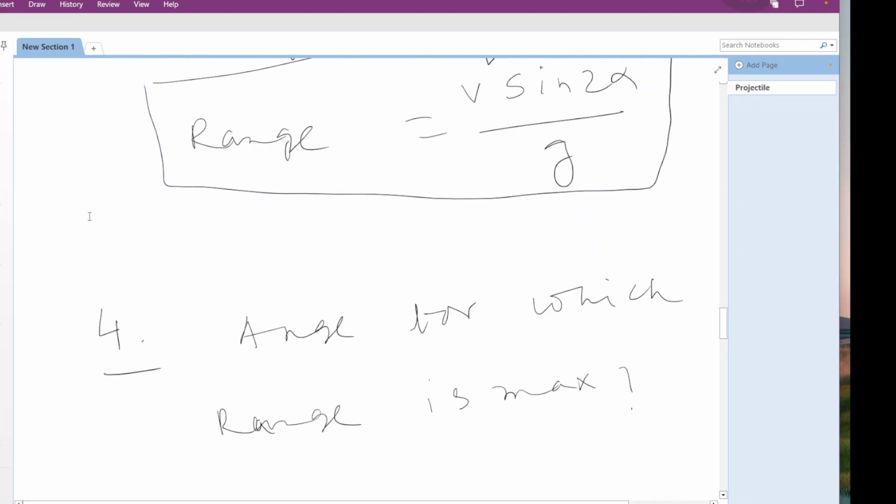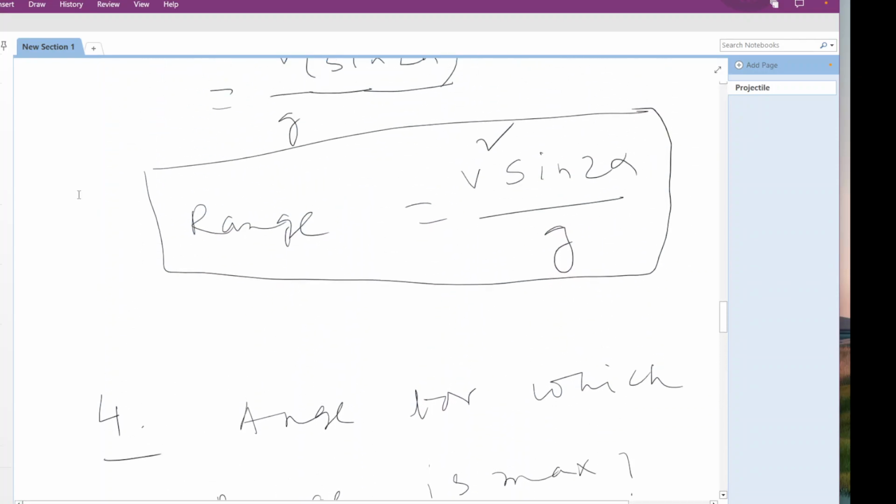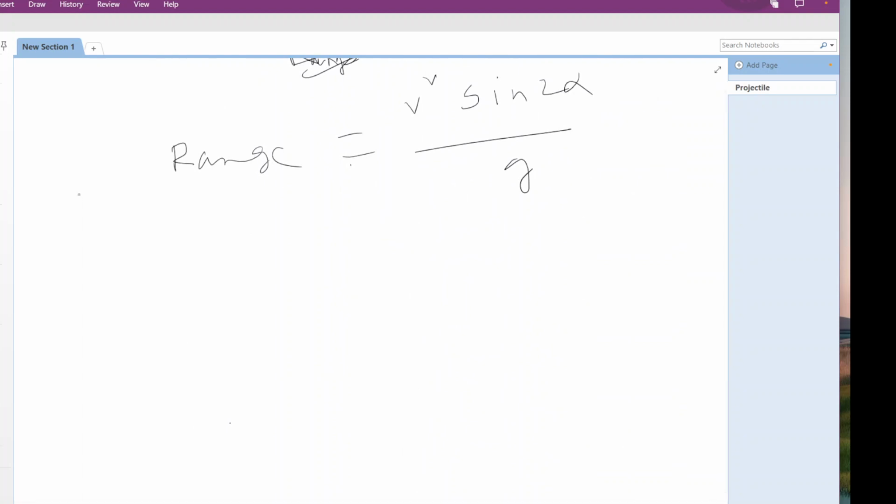The expression of the range is v square sin 2 alpha by g, and we have to find the maximum value of this expression. And v square by g is constant here, therefore it is enough to find the maximum value of sin 2 alpha.